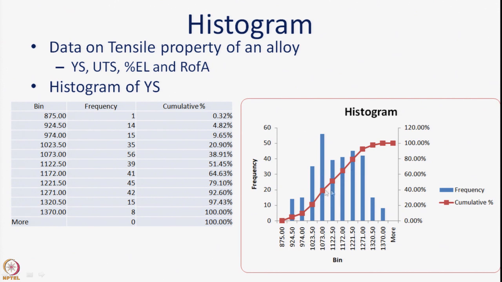This plot is called a histogram, in which at every bin value it shows the length of a bar which corresponds to the frequency of the data. And this red plot is actually a cumulative frequency curve. The y-axis on the right side shows the cumulative percentage, and the left side y-axis gives the frequency. This is called a histogram.